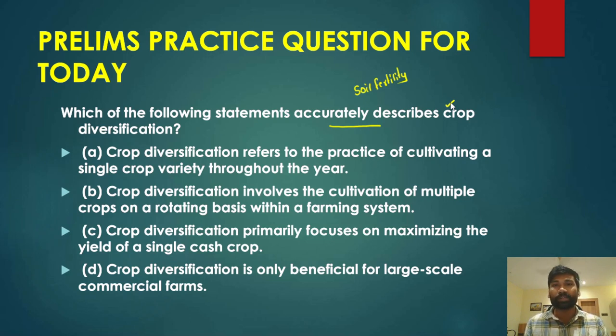Which of the following statements is the correct statement with respect to crop diversification? The first statement says that crop diversification refers to the practice of cultivating a single crop variety throughout the year. Second statement, crop diversification involves cultivation of multiple crops on a rotating basis within a farming system. Third statement, crop diversification primarily focuses on maximizing the yield of a single cash crop. Option D says, crop diversification is only beneficial for large-scale commercial farms.